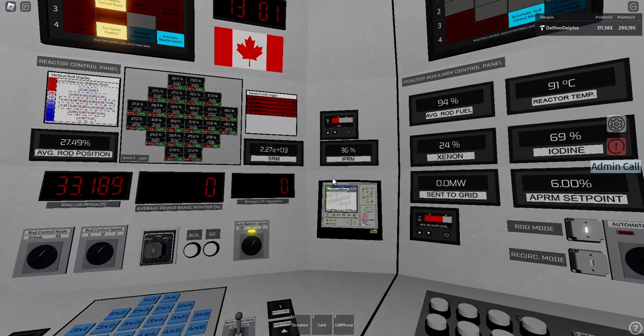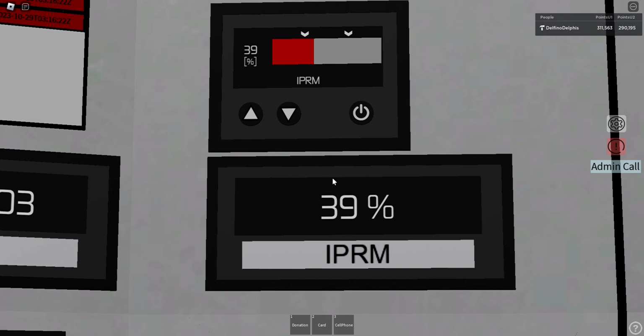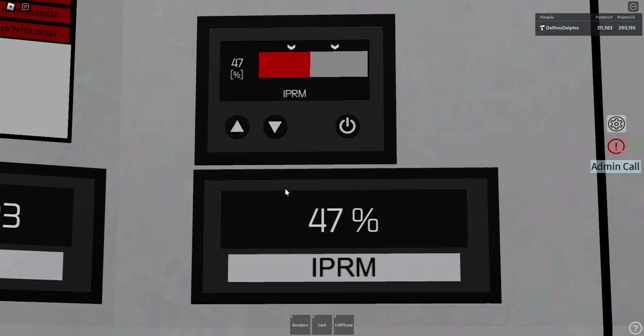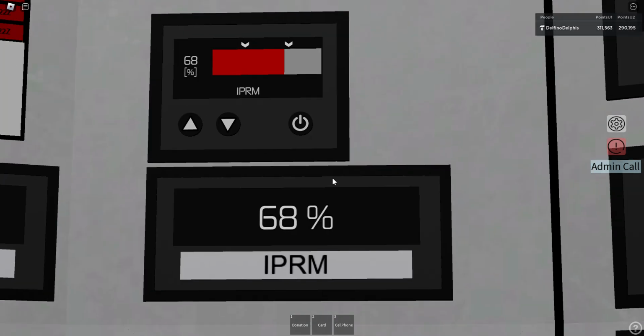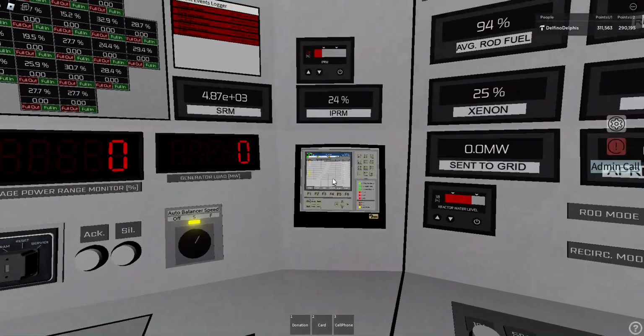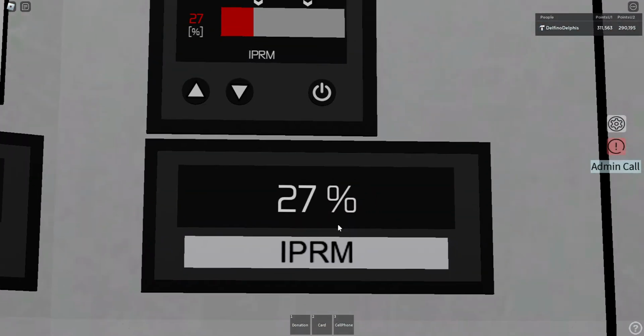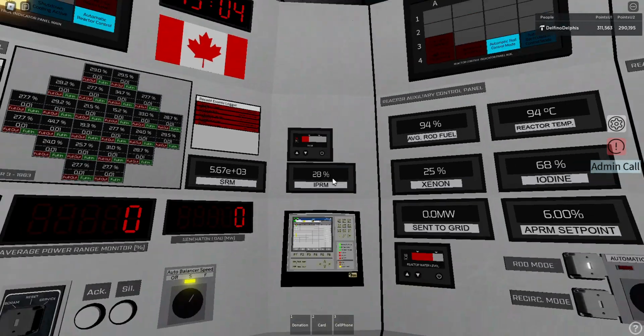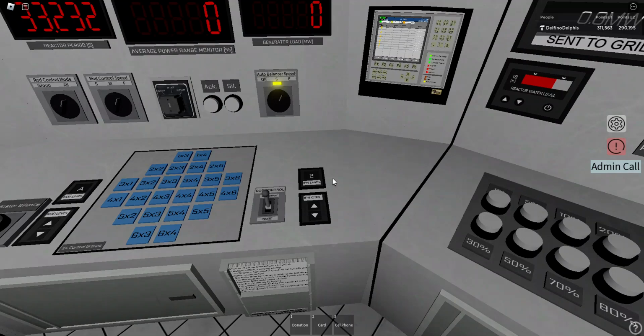And okay, now we are entering the IPR, intermediate power range. So how this works, you can see we have this percent gauge and also this thing here, which shows you what the proper limits are. Once we are nearing the upper limit, which is about 75 or 80%, we should increment this. And when we do it, the IPRM drops again. So this is how IPRM works.